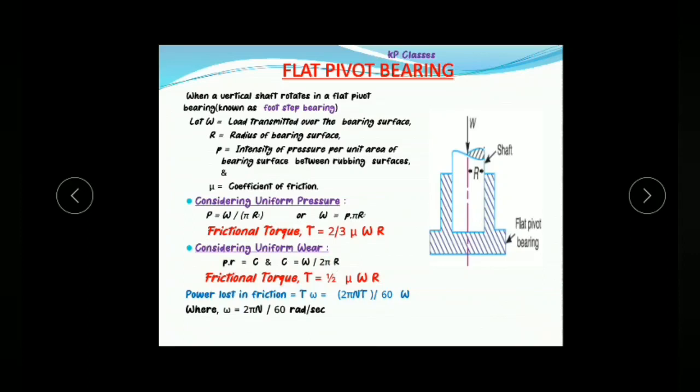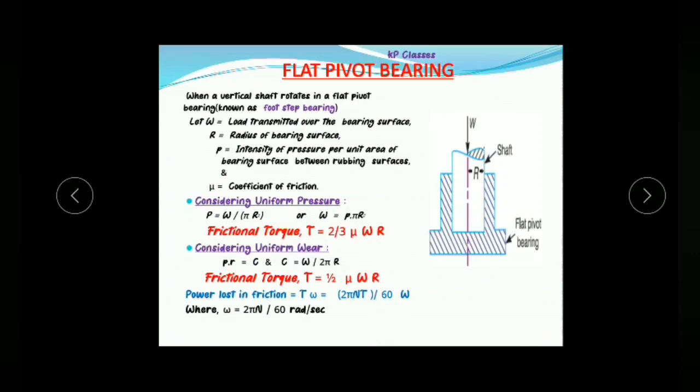For uniform wear, as radius changes, the pressure changes, therefore P into R equal to constant C, and C equal to W by 2 pi r. From this formula, we are going to calculate W. If in a problem W is not given, then by using this formula we can get W. Then frictional torque T equal to half mu W r. See the difference between these two formulas. Under uniform pressure, T equal to 2 by 3 mu W r, and for uniform wear, T equal to half mu W r.